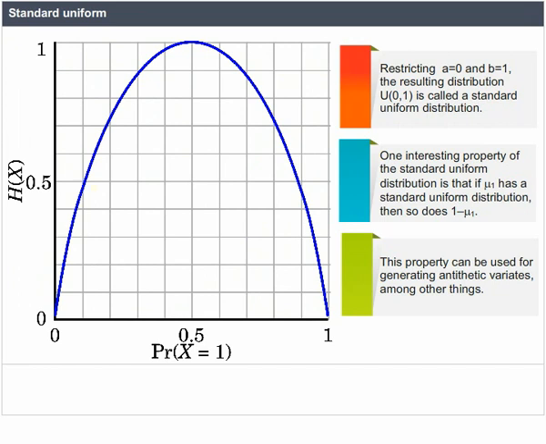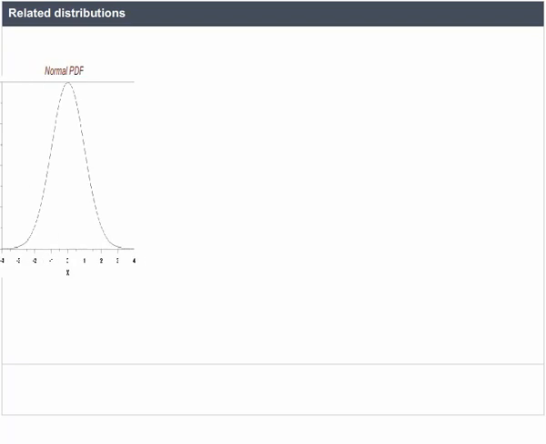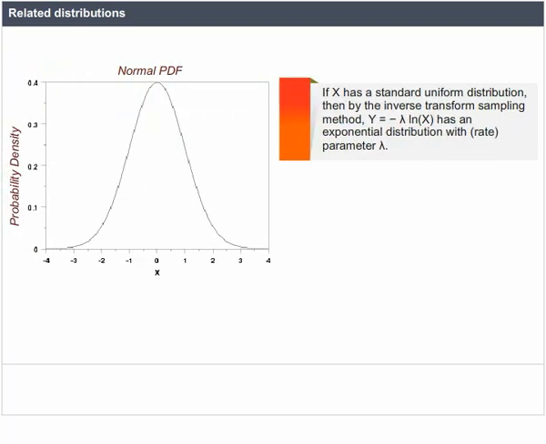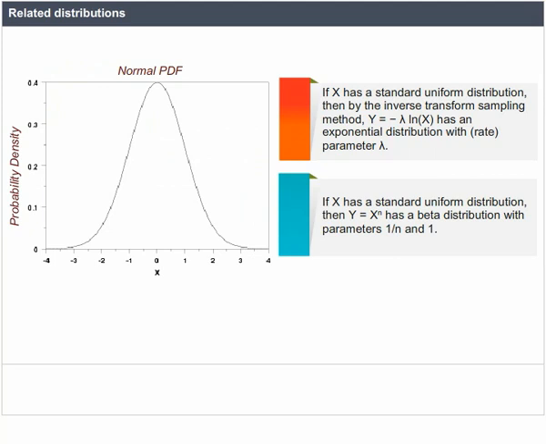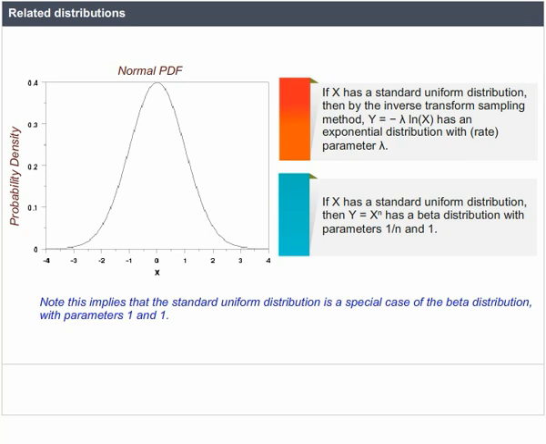Related distributions. If x has a standard uniform distribution, then by the inverse transform sampling method, y equals minus lambda ln of x has an exponential distribution with rate parameter lambda. If x has a standard uniform distribution, then y equals x to the power n has a beta distribution with parameters 1 by n and 1. Note, this implies the standard uniform distribution is a special case of the beta distribution with parameters 1 and 1.